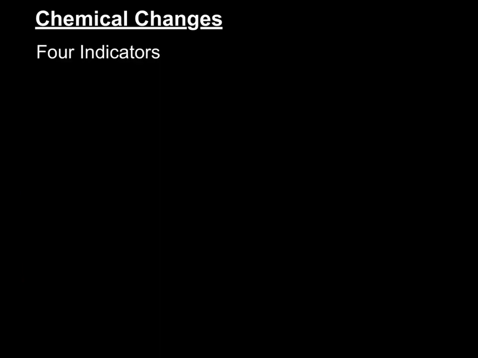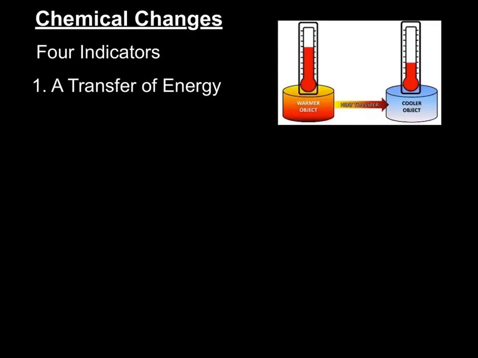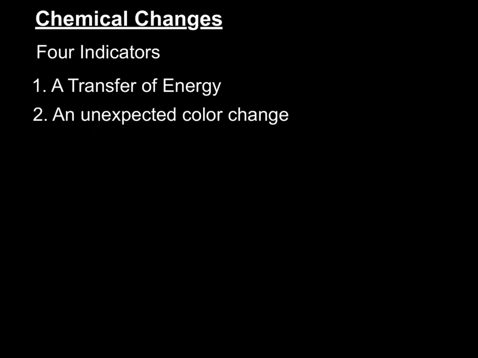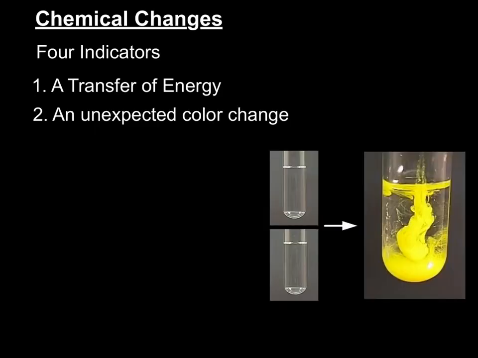There are 4 indicators of a chemical change. 1. A transfer of energy. As a result of this, heat is given off which you can feel, especially if you observe a reaction in a test tube. This is also seen when metals glow when they combust. 2. An unexpected color change. This is seen when you mix 2 colorless solutions and get some random bright color.